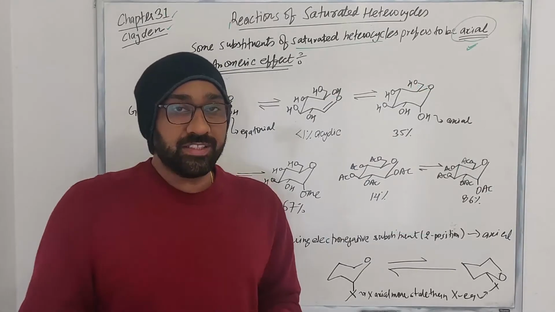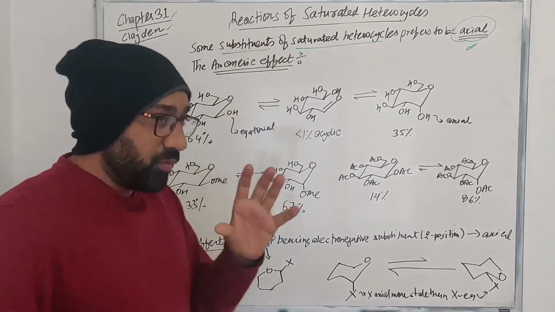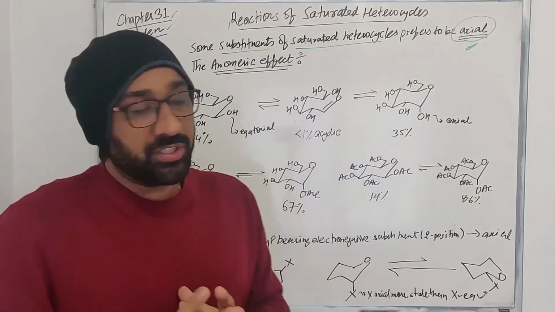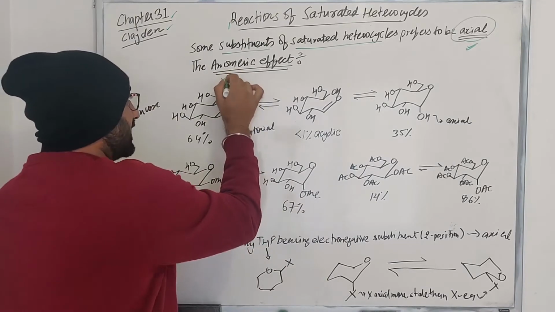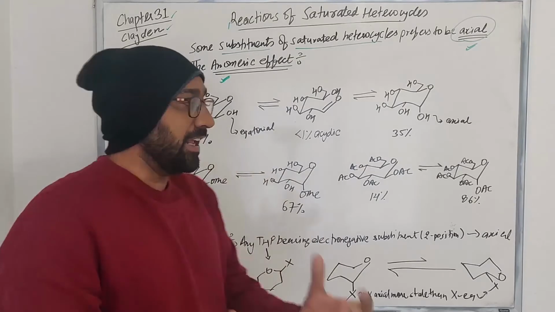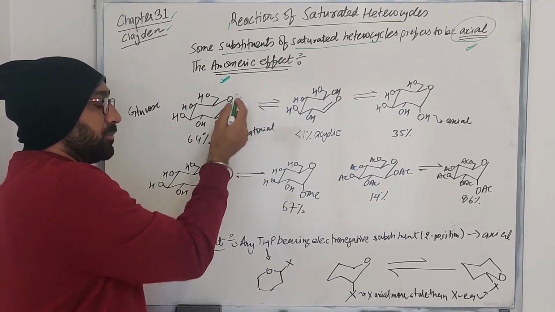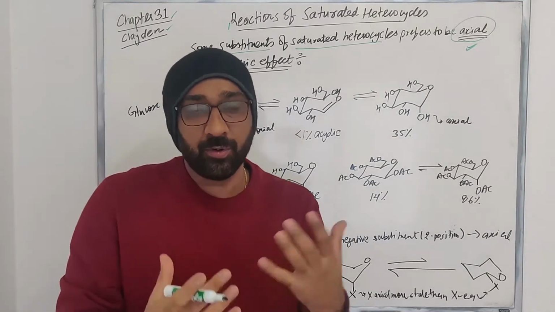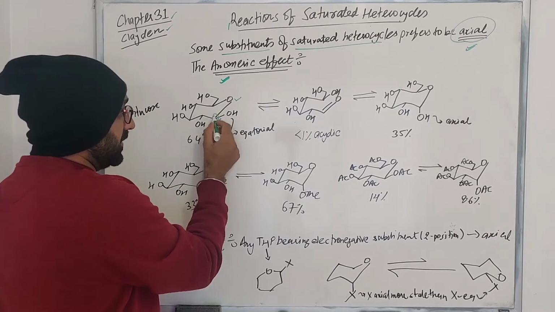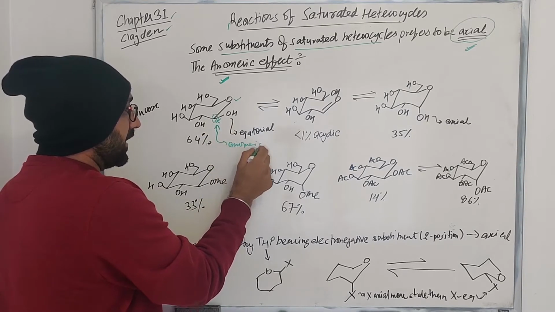Okay. So next in the chapter they have talked about how there are certain substituents in saturated heterocycles that prefer to be at the axial position. And the effect that we are going to talk about is the anomeric effect. Usually, whenever you have a 6-membered heterocycle, mostly we are talking about tetrahydropyran derivatives. So on its alpha position, this is the carbon, this is called the anomeric carbon.